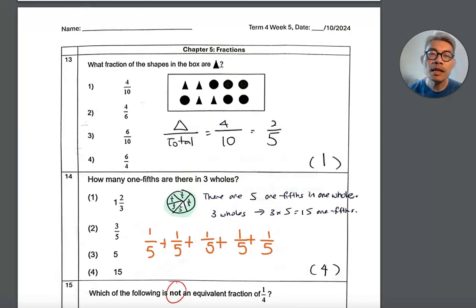Right. If I add up 5 1/5, 1, 2, 3, 4, 5, I will get 5/5, which is the same as 1 whole. That's what I mean. If there are 5 1/5 in one whole, then 3 wholes means 5 plus 5 plus 5. There will be 15 1/5. Okay? Or 5 times 3 is 15. And the answer is 4.